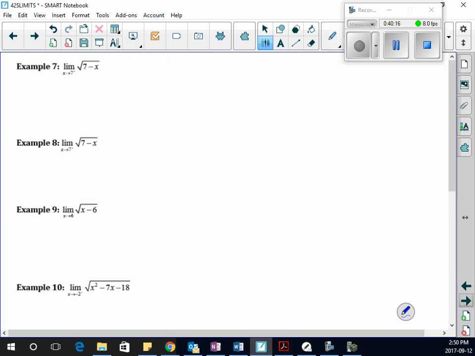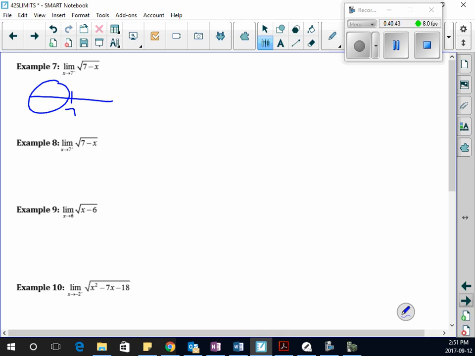Okay, so now we're doing one-sided limits. You have to be careful. If you just put 7 in there, you get the square root of 0. But remember, the square root of 0, you have to investigate further. This is coming from the left-hand side. So what's a little bit on the left of 7? On the left of, I'm talking about on the number line. Here's 7. What's on the left of 7?